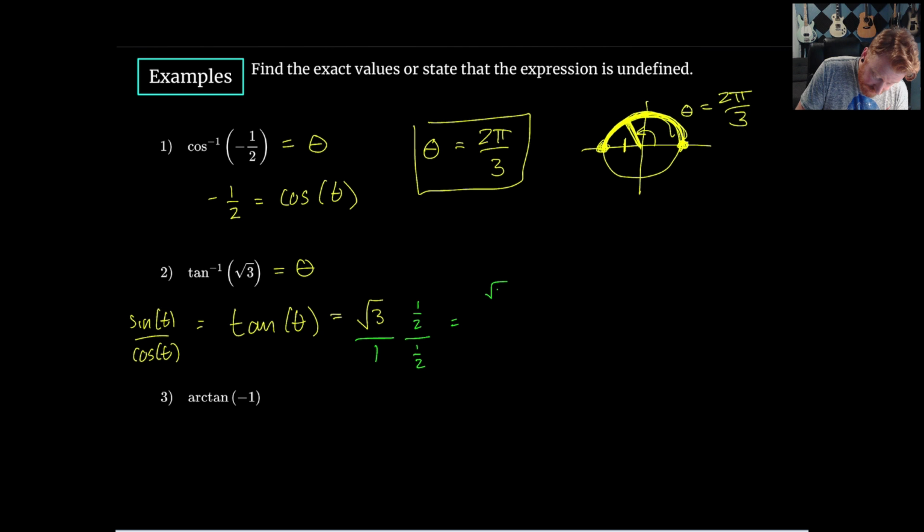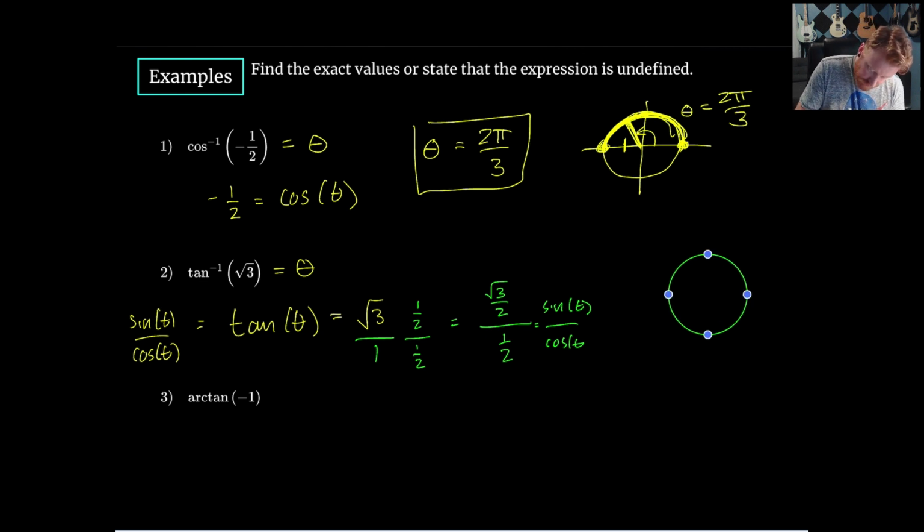So now we're going to have the square root of 3 over 2 over 1/2. And if this is the sine of theta, and this is the cosine of theta, then this tells me I'm looking for some angle that has a sine of square root of 3 over 2.